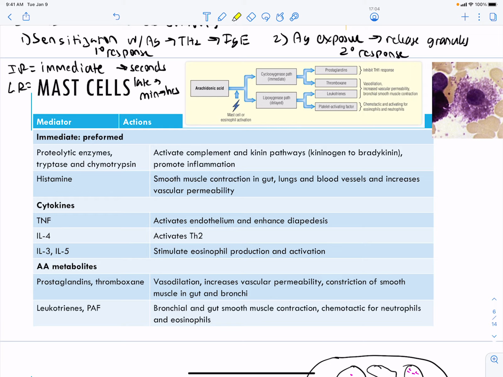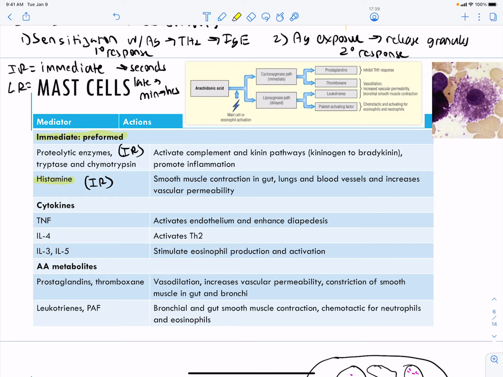Okay, so in our immediate or preformed response, we have some of the more well-known mast cell mediators. We have our histamine, which people who have allergic responses know histamine as an immediate response. And histamine is going to cause smooth muscle contraction in many different tissues. And it also is going to increase vascular permeability.